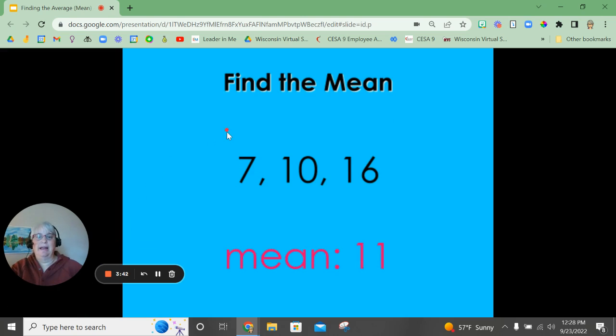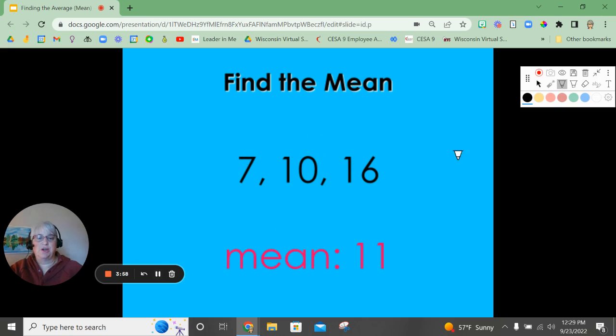All right, let's find the mean. Oh, they've already told us. The mean for this one is 11. If I take my numbers and add them together, 7 plus 10 is 17. 17 plus 16. All right, I went and got my toolkit here so I can write on the slides. If I add these numbers together, I'm going to add 16, 10, and make sure that my 7 is under that ones column.